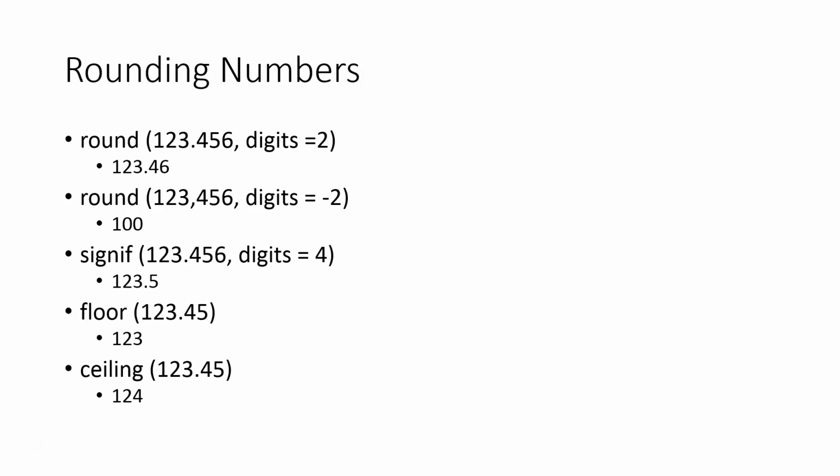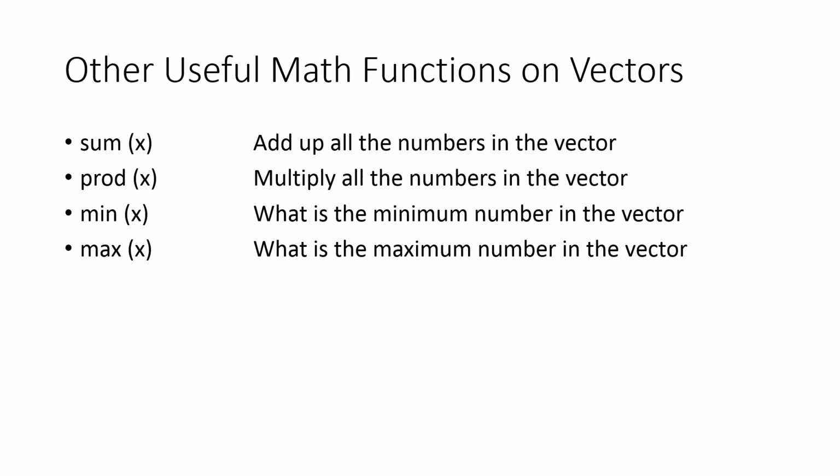The last 2 are floor and ceiling. Floor, if I take 123.45 and I say give me the floor, it's going to drop it down to the lowest integer. So it's basically going to drop the decimal off. And if I say ceiling, 123.45, it's going to give me the next highest integer, with also, again, dropping the decimal off. A few more.